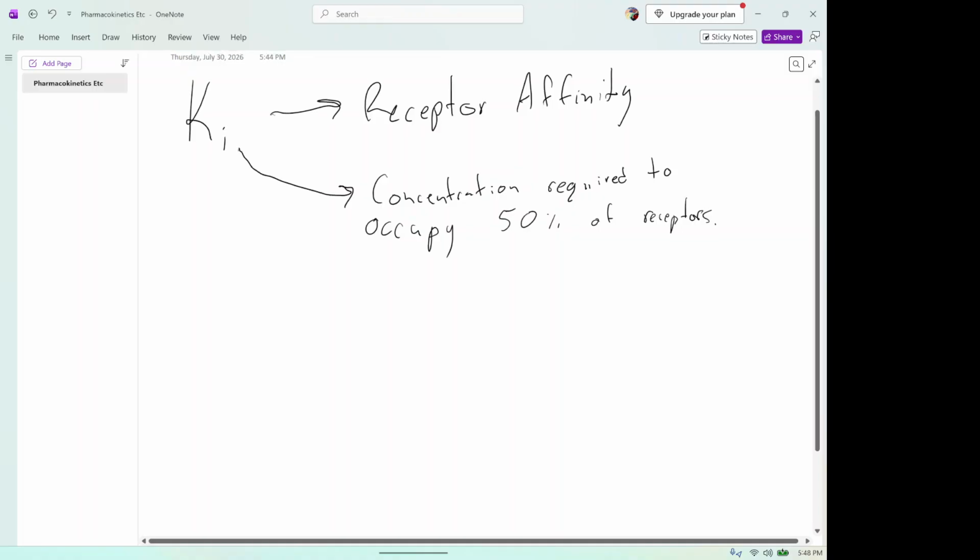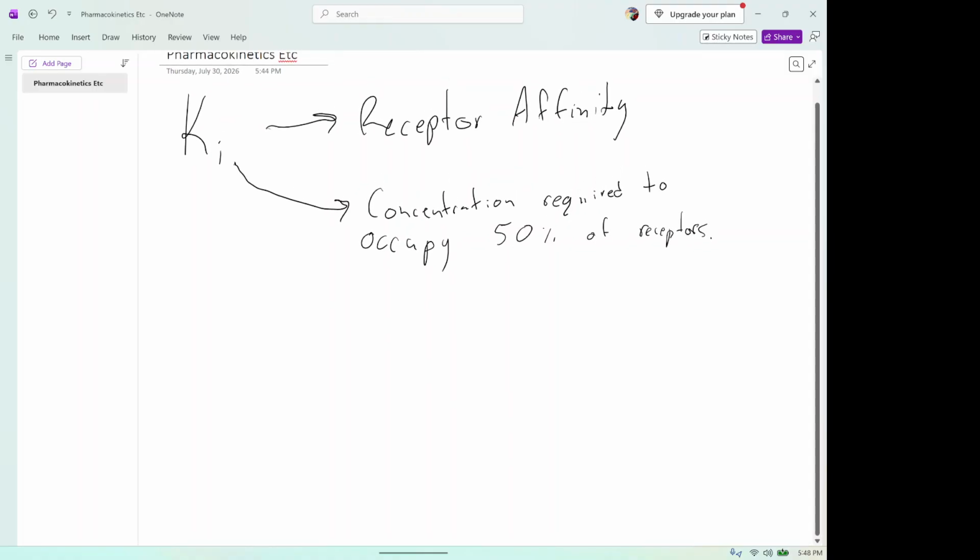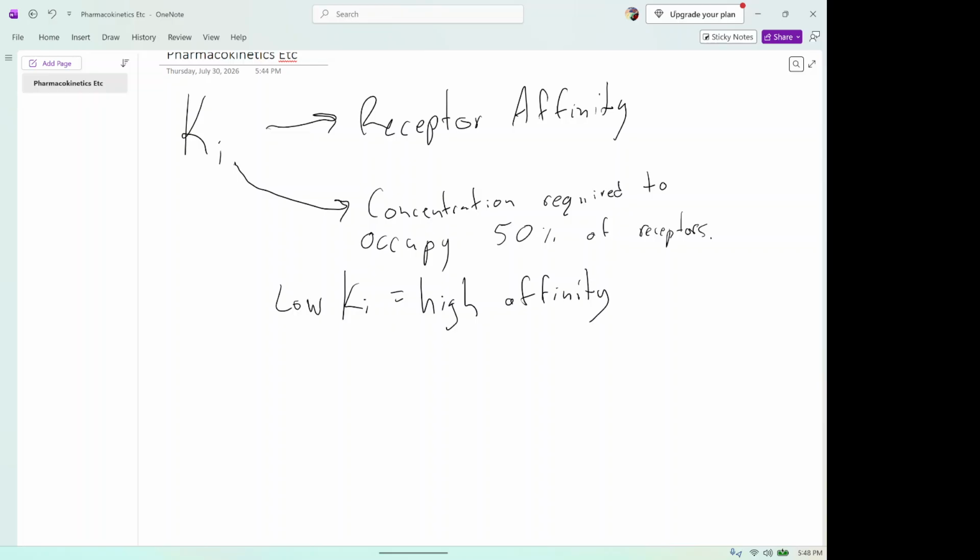And from that you can glean that lower numbers actually mean higher affinity. So that's what gets complicated if you ever are looking at a list of Ki values. Low Ki equals high affinity, and high Ki equals low affinity.